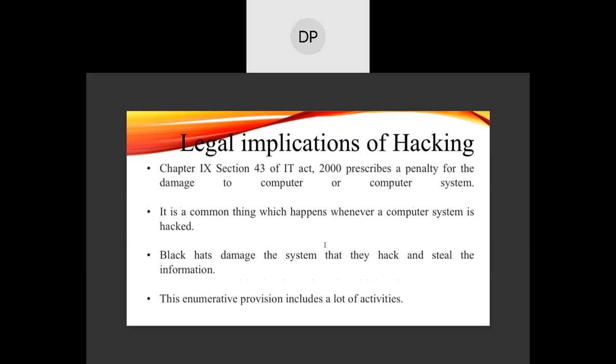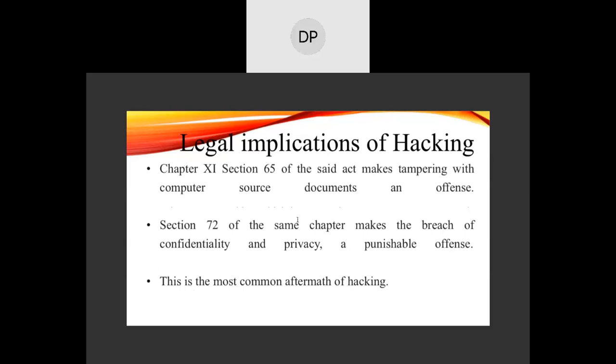Chapter 11, Section 43 of the IT Act 2000 prescribes a penalty for damage to computers or a computer system. It is a common thing which happens whenever a computer system is hacked. Black hats damage the system that they hack and steal the information. These enumerative provisions include a lot of activity. Section 65 of the same chapter makes tampering with computer source documents an offense. Section 72 makes breaches of confidentiality and privacy a punishable offense. That means hacking someone's user ID and password falls under Section 72. This is the most common aftermath of hacking.